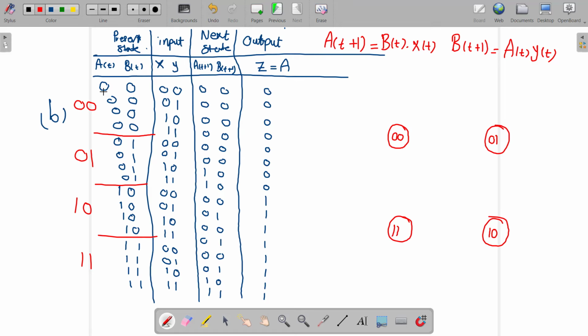Now we say that when the present state is 0 0 and input is 0 0, what will be the next state? We apply the same thing here. When here in the 0 0, the input is equal to 0 0, the next state will be 0 0. Now, what will be the output? Output will be equal to 0. Now, where do I have to write this 0?